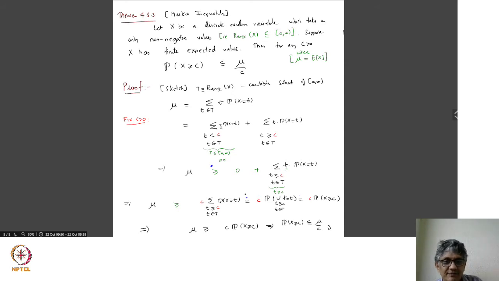So both of these give you a very interesting fact: the chance that x is bigger than c is at most mu by c. It can't be more than that. So if c is large, your mu by c is going down.